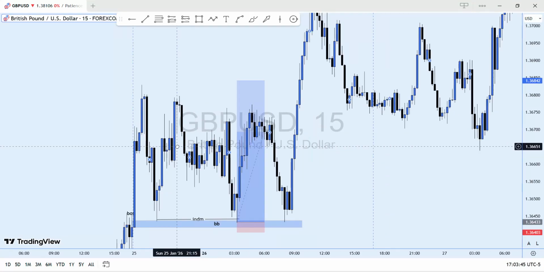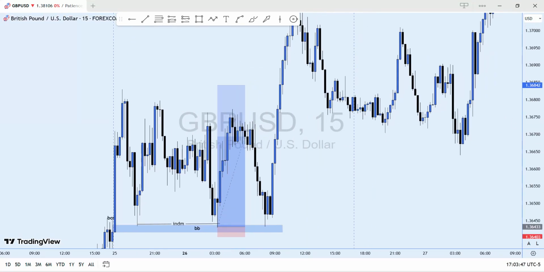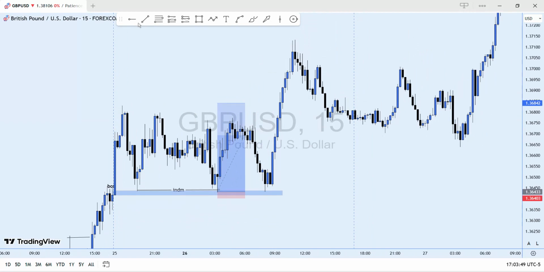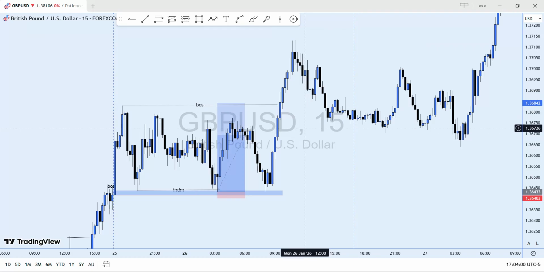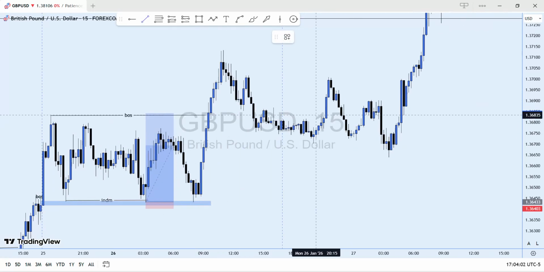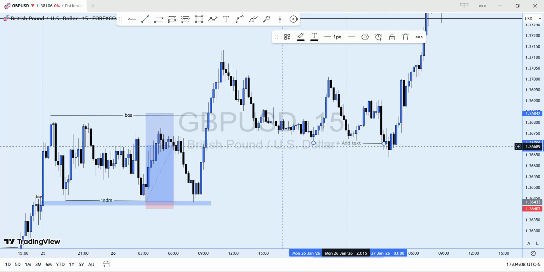Moving on to Tuesday from that place. So Tuesday, I had this massive structure shift, break of structure. From here, you see, this was the same thing I marked, break of structure, and then this was my inducement. Yep, this was my inducement.